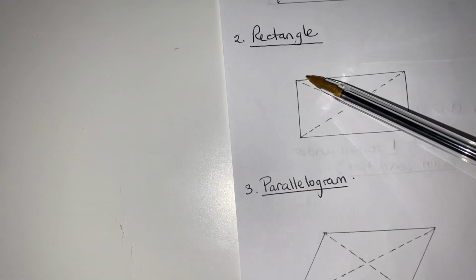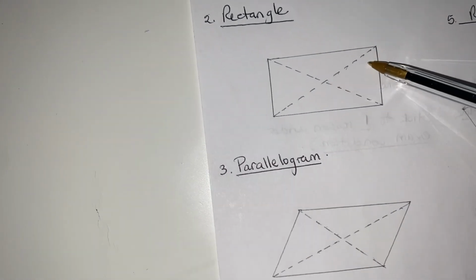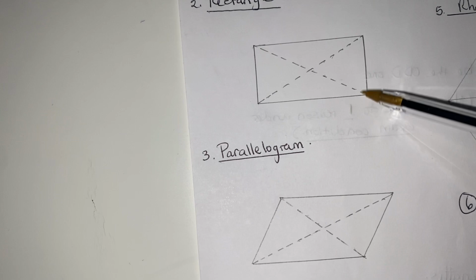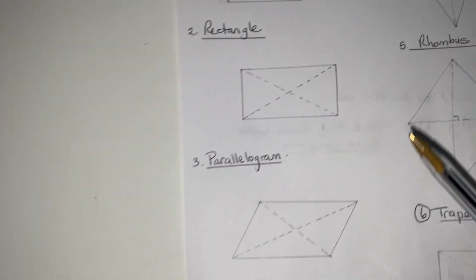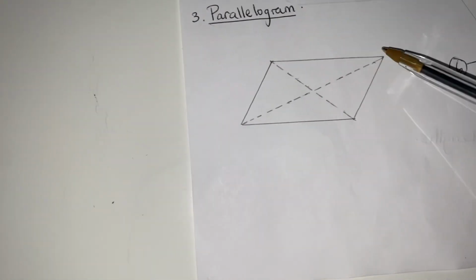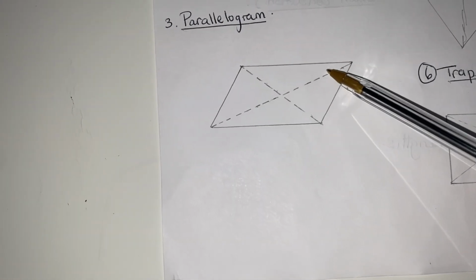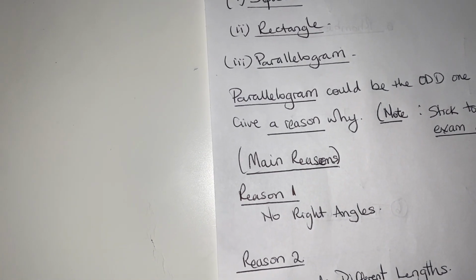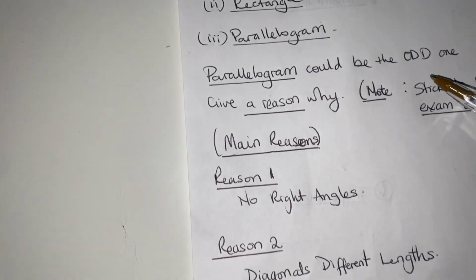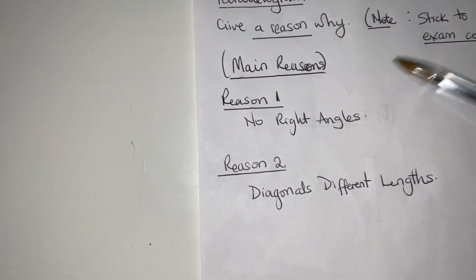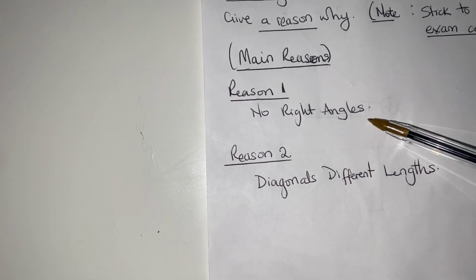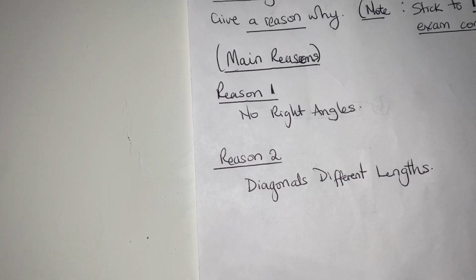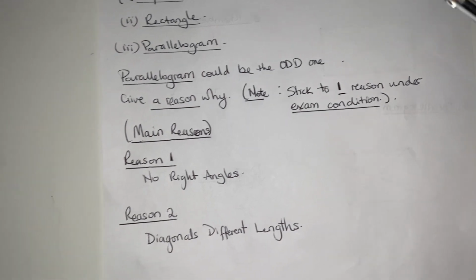And look at the corners as well. 90, 90. But the parallelogram hasn't got the 90 at the corners. So straight away you've answered that question. So the odd one is a parallelogram. If you examine the corners, it hasn't got a right angle.